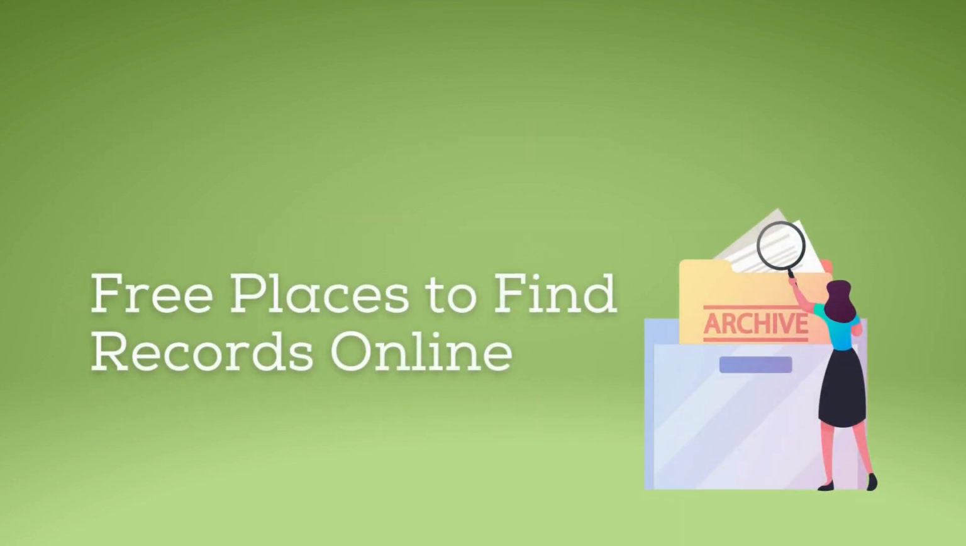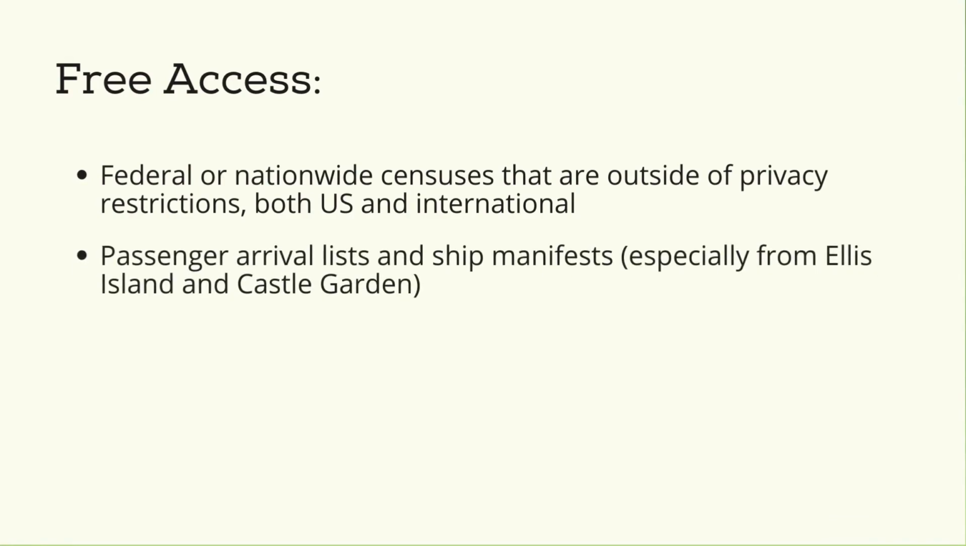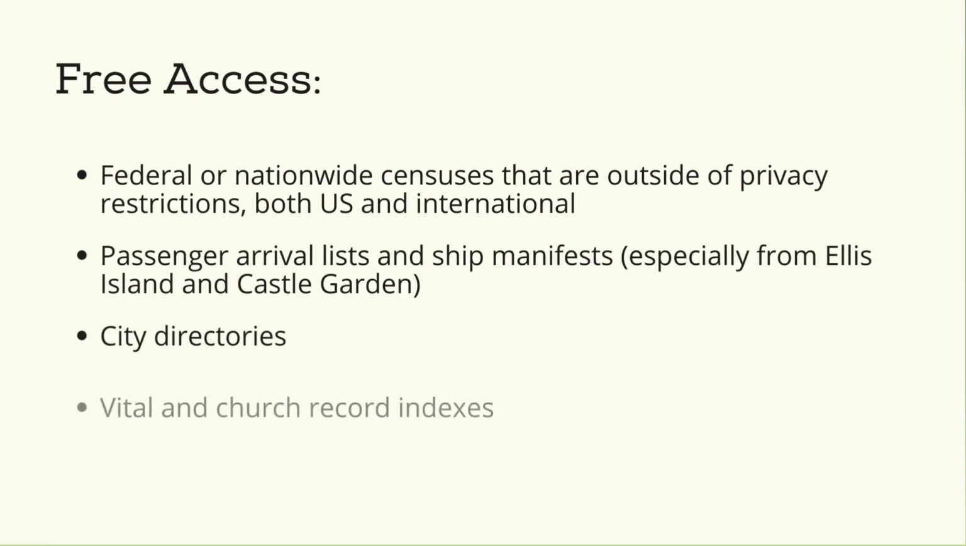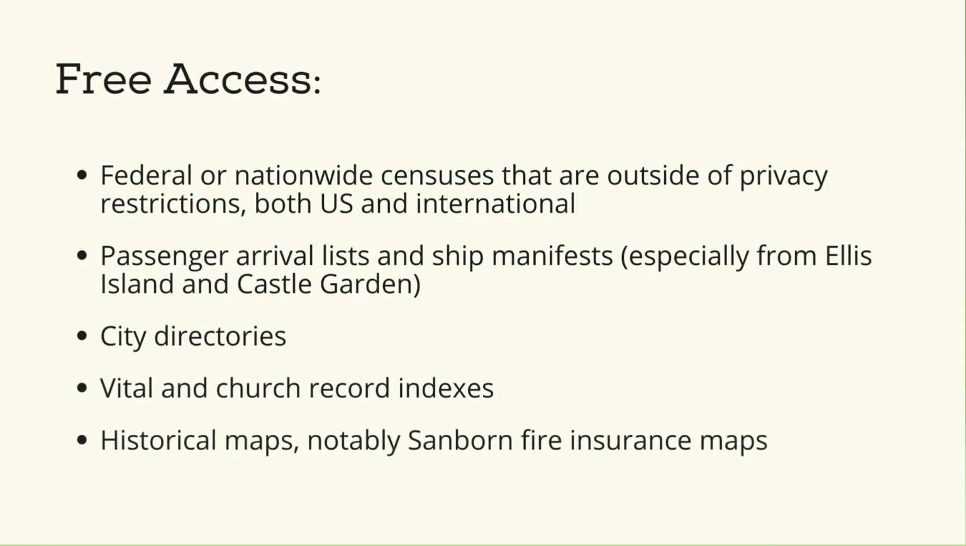So first, let's talk about free places to find records online. Before we get started, it can be helpful to know what kinds of records are usually free. These include federal or nationwide censuses that are outside of privacy restrictions, passenger arrival lists and ship manifests, especially from Ellis Island and Castle Garden, city directories, vital and church record indexes, historical maps, notably Sanborn fire insurance maps, which we love, and tombstone and grave indexes.